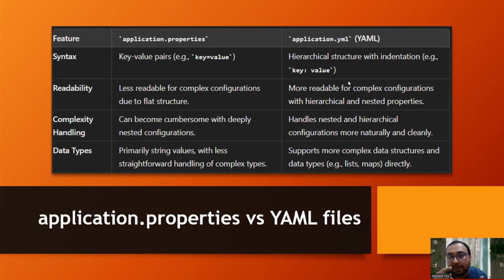And for the data type, for application.properties, I've already told you it accepts string values. Key and value both should be string. And in case of YAML, key will be string and value can be anything. It can be of object type. It supports complex data structures like list, map, etc. Okay, I hope you got clarity on this.